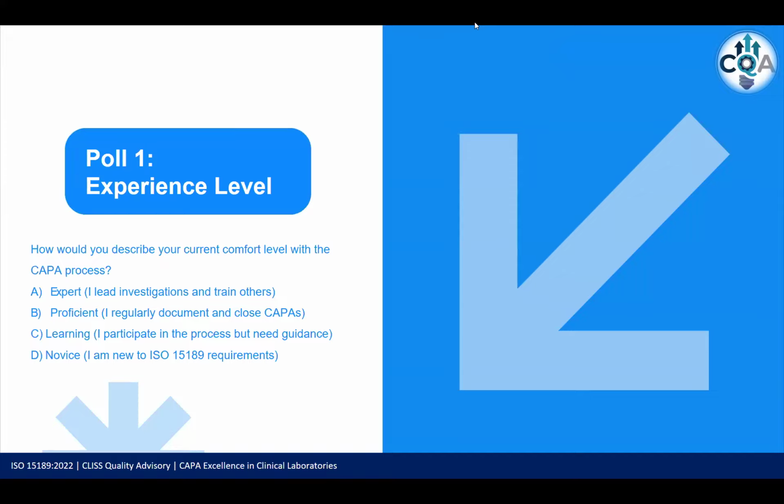So from the people joining today, we have 10% that are fairly new to the standards. The majority, 51%, say they are learning. I guess that's the reason why they are here, to try and understand and be able to improve systems in their own labs. We have 32% saying they are proficient, they regularly document these and close the CAPAs. And we have 4, representing 6%, who are saying they are experts and they are here for sharing notes. Thank you so much for your responses. We will move on with our presentation.